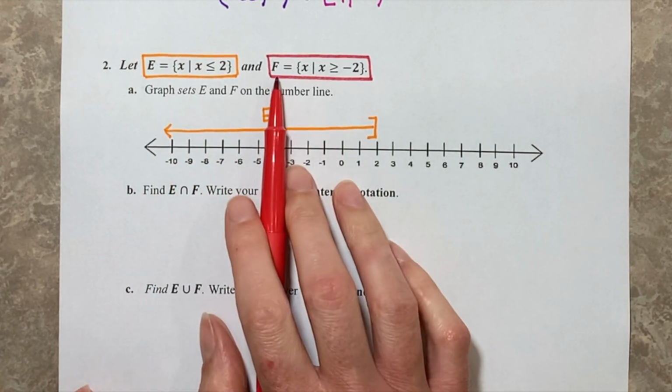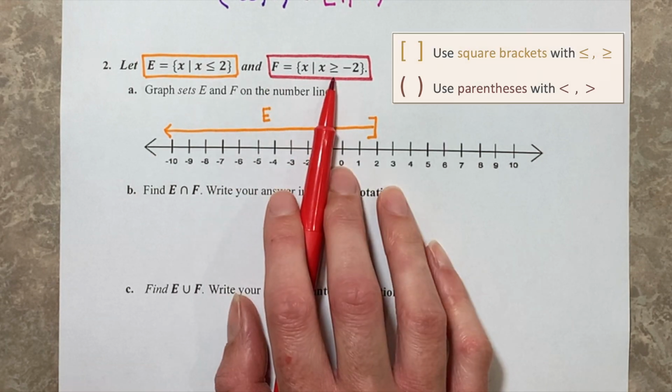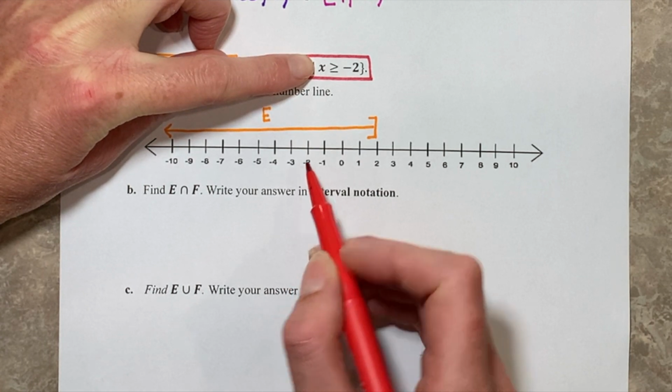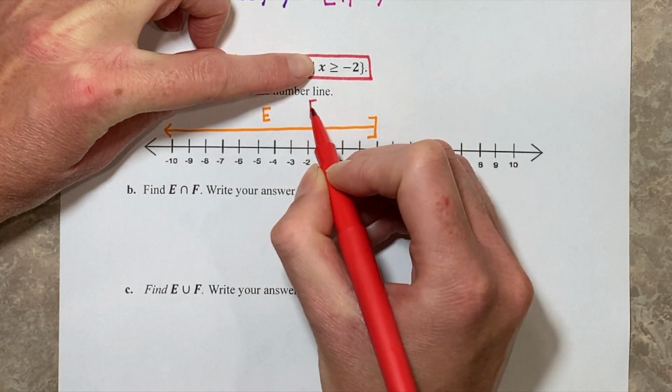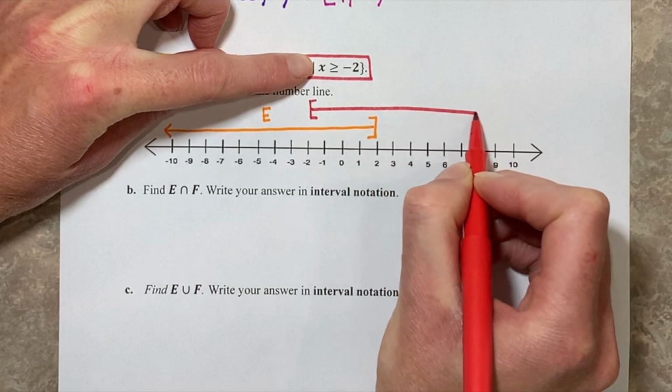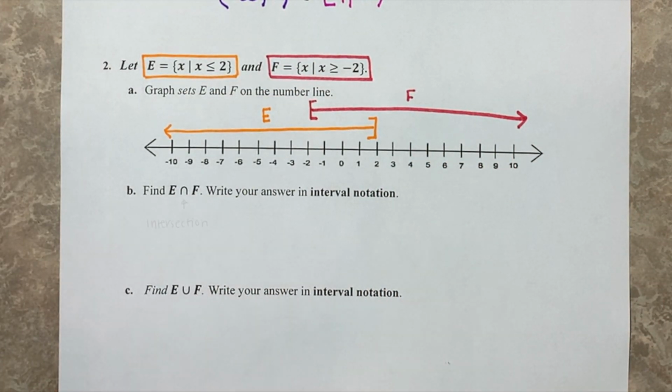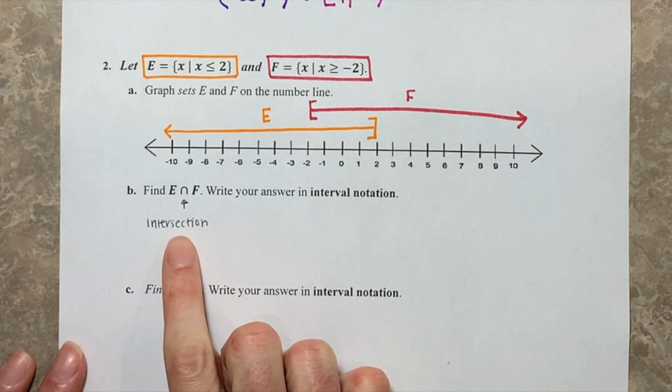Next, let's draw set F on the number line. So we'll use a square bracket here, and we'll find negative 2, and we want to draw all x values greater than or equal to negative 2. So we'll draw our square bracket and our arrow going to the right, showing numbers greater than or equal to negative 2. We see this symbol here, so that means we need to find the intersection.